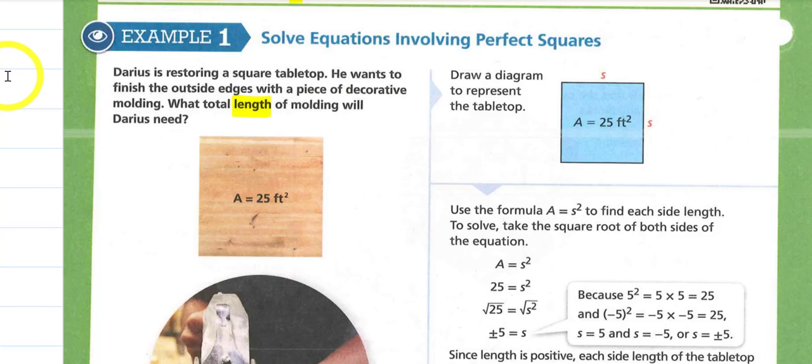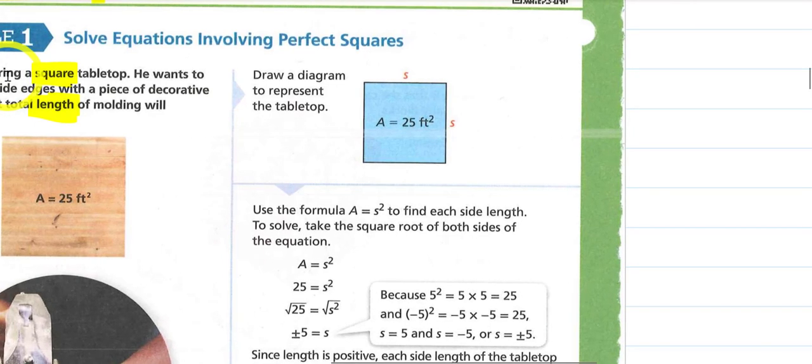Our key words that we're going to look for is that the tabletop is a square. So that's letting us know that we're going to be using our square roots. And since we're looking for the length, we're going to limit this to just the positive root because length and distance cannot be negative. So the first thing they advise us to do here is to draw a diagram that represents the tabletop. So here we have a square, and they tell us that the area is 25 feet squared. That is our indicator that we're using a square root.